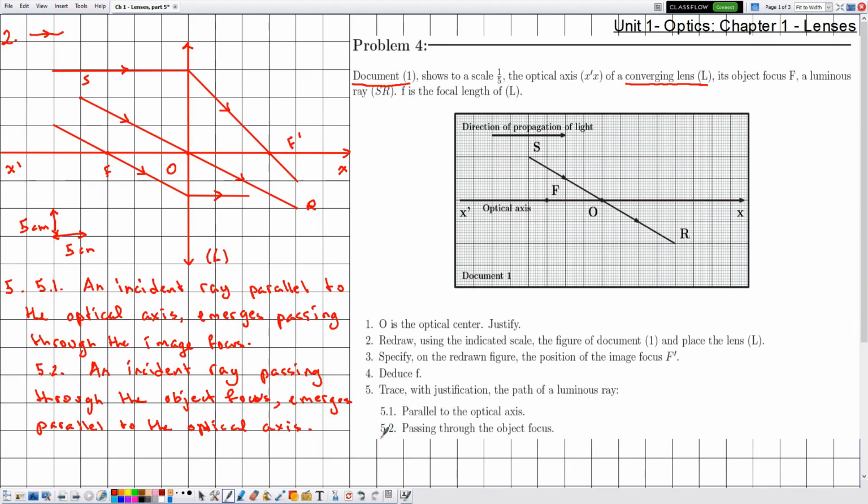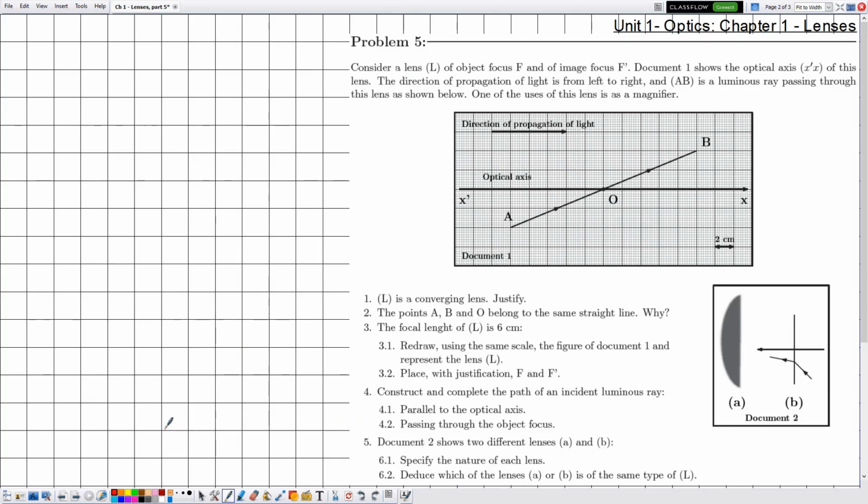So this is it for problem number 4. Now let's move to problem number 5. They are telling me consider a lens L of object focus f and of image focus f prime. Document 1, they mentioned document 1, so now I can use it. It shows the optical axis x prime x of this lens. The direction of propagation of light is from left to right, and AB is a luminous ray passing through this lens as shown below. One of the uses of this lens is a magnifier.